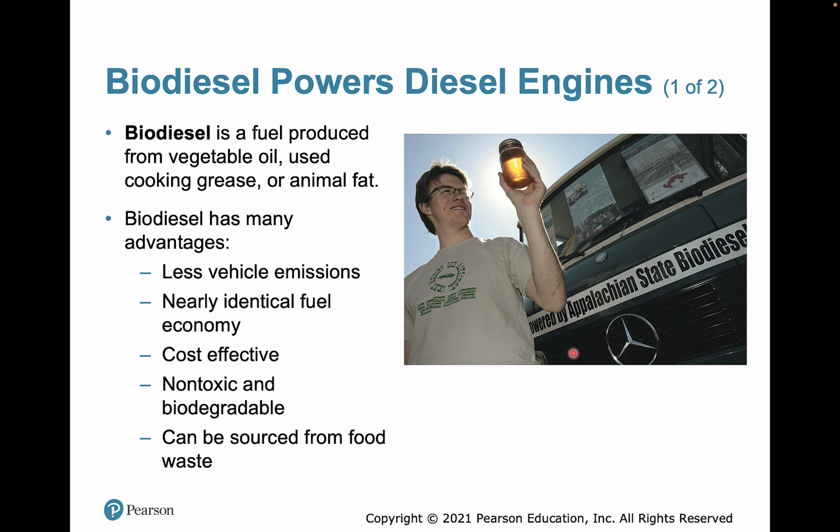Biodiesel has a whole lot of advantages. You can see them here. It's non-toxic, it's biodegradable, it's cost-effective. You can use food waste, and it's got a nearly identical fuel economy. So your car is going to get the same mileage on biodiesel.